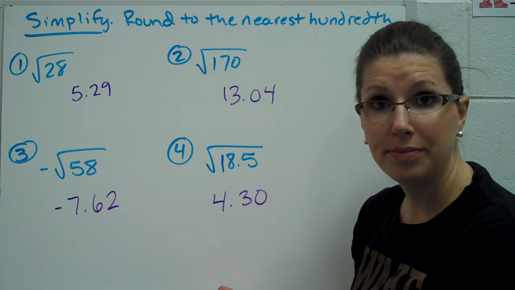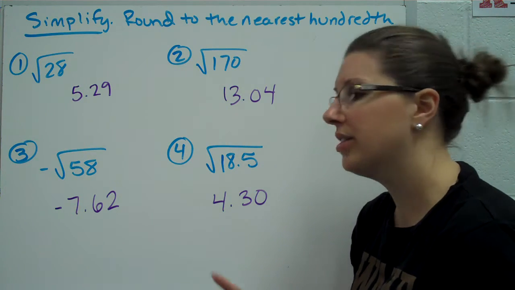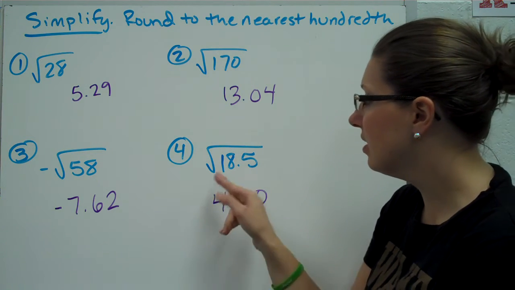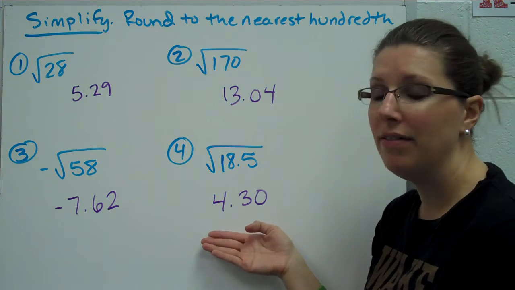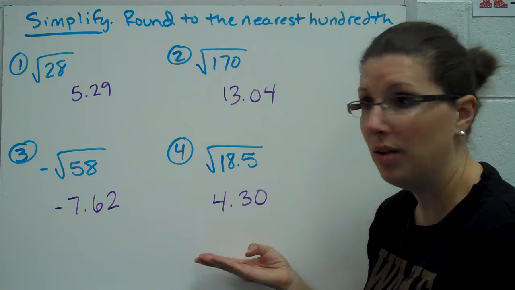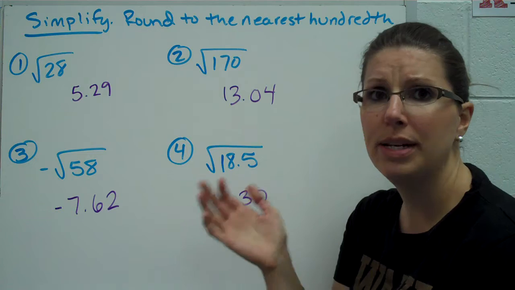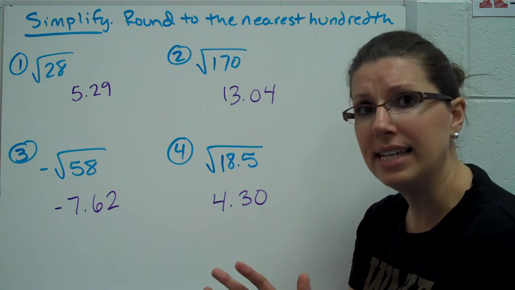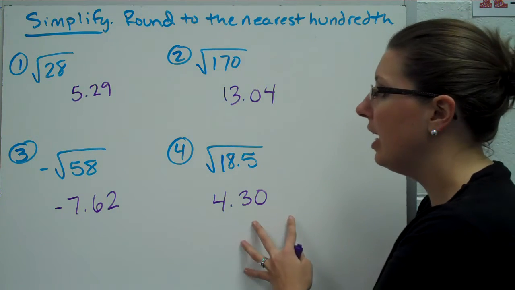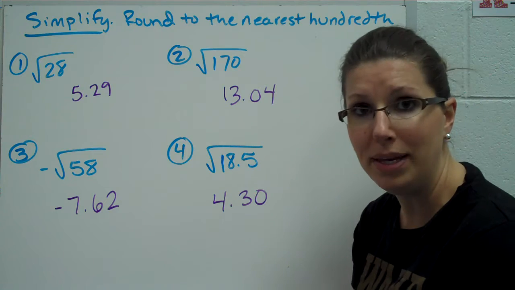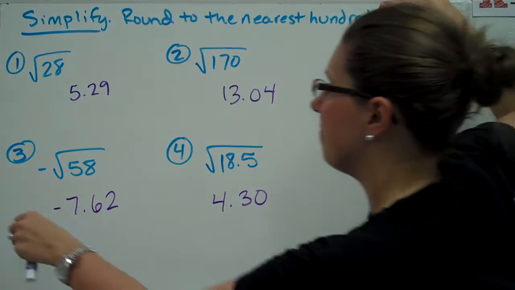Did you get this as your answer? I hope so. You can actually go back to the previous slide and check your answers. We said that the square root of 18.5, when we estimated, was going to be somewhere between 4 and 5. And guess what? It is. It's 4.30, in between 4 and 5. So that's the difference between estimating at the beginning, making an educated guess of where your square root will fall between, and rounding, actually picking up your calculator, typing it in, and rounding to the nearest hundredth.